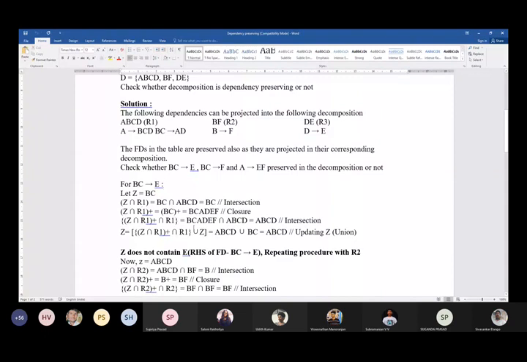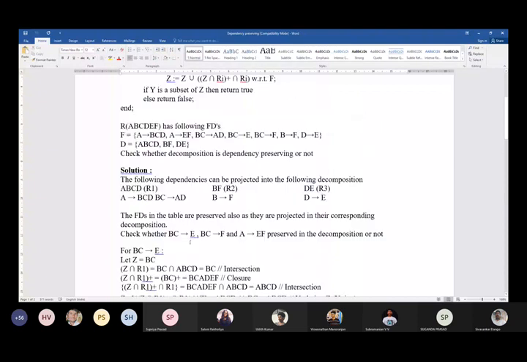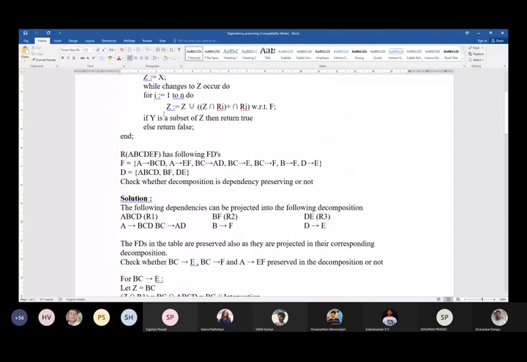So first you are going to take the first relation. Let BC be stored in the temporary variable Z. We are going to find Z intersection R1, then Z intersection R1 closure, Z intersection R1 closure intersection R1, and finally Z intersection R1 closure intersection R1 union Z, right? So this is the formula for checking and updating the value of Z, right?